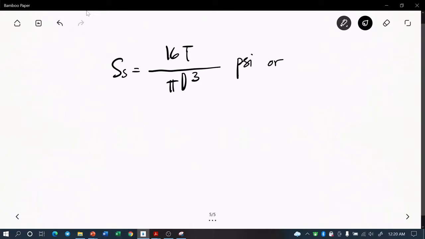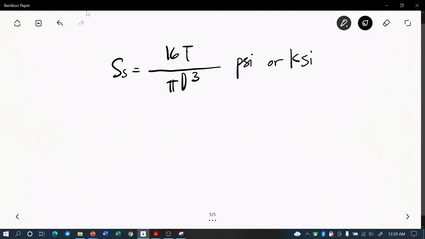It could also be transformed into an expression for shearing stress, which is S sub S equal to 16T over pi d cubed, where the unit for shearing stress can be in PSI or KSI, which depends on the units to be used in T and the diameter.